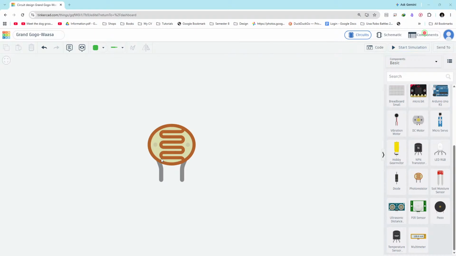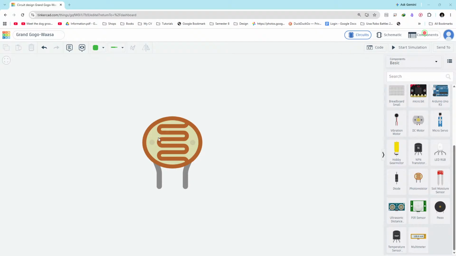Okay, in this video we will be learning all about the LDR. I am in the Tinkercad platform, which allows us to simulate the LDR. We will go step by step into the details and see how this device works.